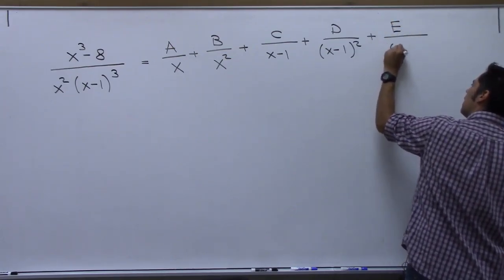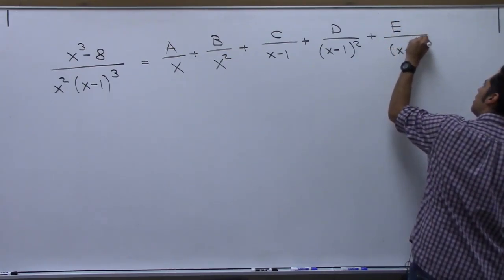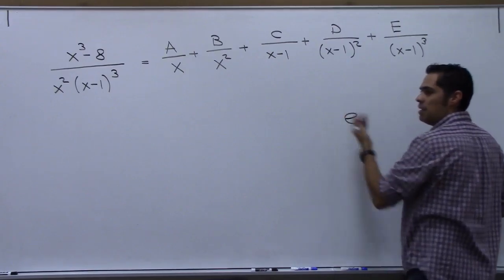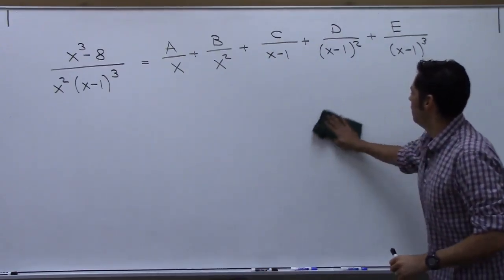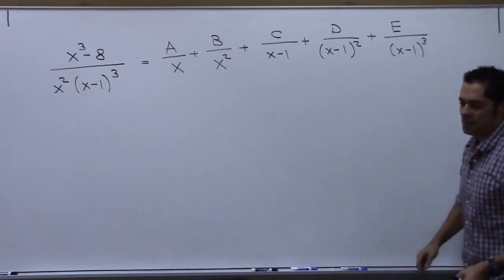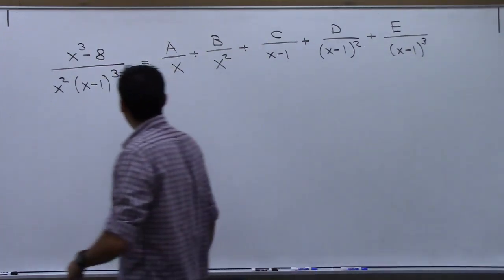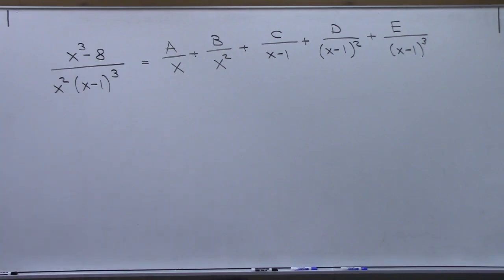And notice I'm using a capital E instead of e like the exponential e, the natural number. It's not the same e. So we have 5 variables, 5 unknowns.